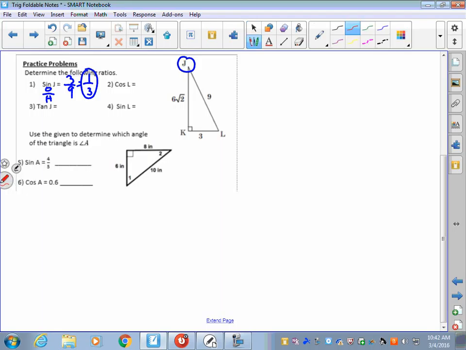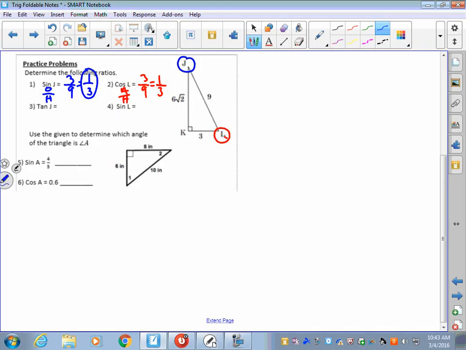To do the cosine of L, this is this angle over here. L is now our reference angle. Cosine is what ratio? Adjacent over hypotenuse. Which side is adjacent to L? 3. Okay, 3, and then over 9. Yep, 1/3. Didn't we just do that a while ago? Yeah. Remember, they're going to be equal because they're complements of each other. The complements are always going to equal each other, right? Yes.